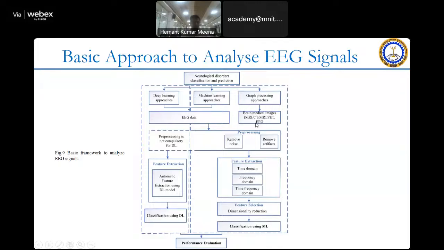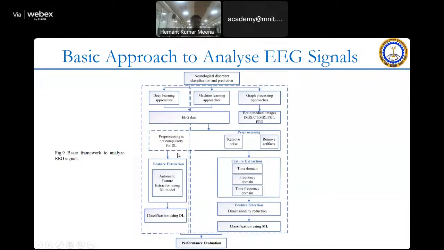In the graph processing approach, you work upon brain medical images: fMRI, CT, MR, PET, along with EEG, because graph processing is also very useful for this. Thereafter, you do the pre-processing. Pre-processing is not compulsory for DL data. It is needed for machine learning, but it is very useful in graph processing. You remove the noise and the artifacts.